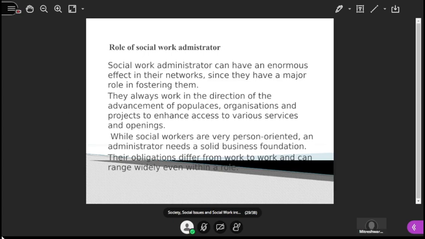It is a role of the social work administrator. So the social work administrator can have an enormous effect in their network since they have a major role in fostering them. They always work in the direction of the advancement of the population, organizations, and projects to enhance access to various services and openings. While social workers are very person-oriented, an administrator needs a solid business foundation. Their obligations differ from work to work and can range widely even within a role.